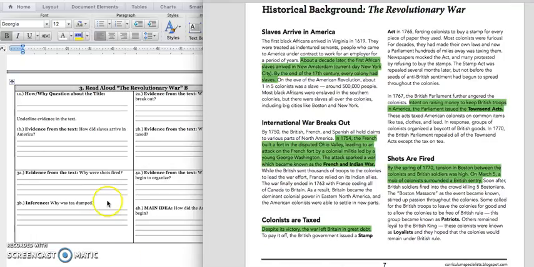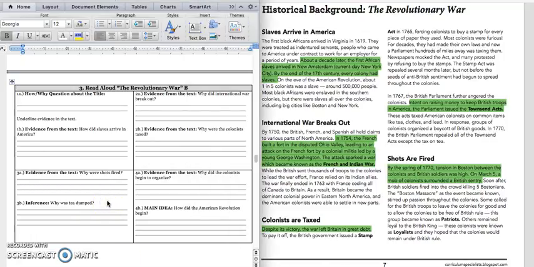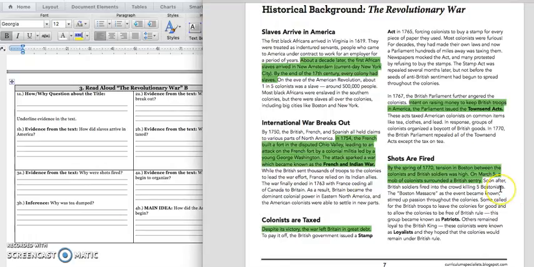Our question in box 3A says, why were shots fired? If we go back in our text, we know that the British soldiers shot the Boston citizens because tensions between the colonists and the soldiers were high. So in 3A, we will write, shots were fired because tensions increased between the American colonists and the British soldiers. Press pause to write down your answer and play when you're ready to keep reading.